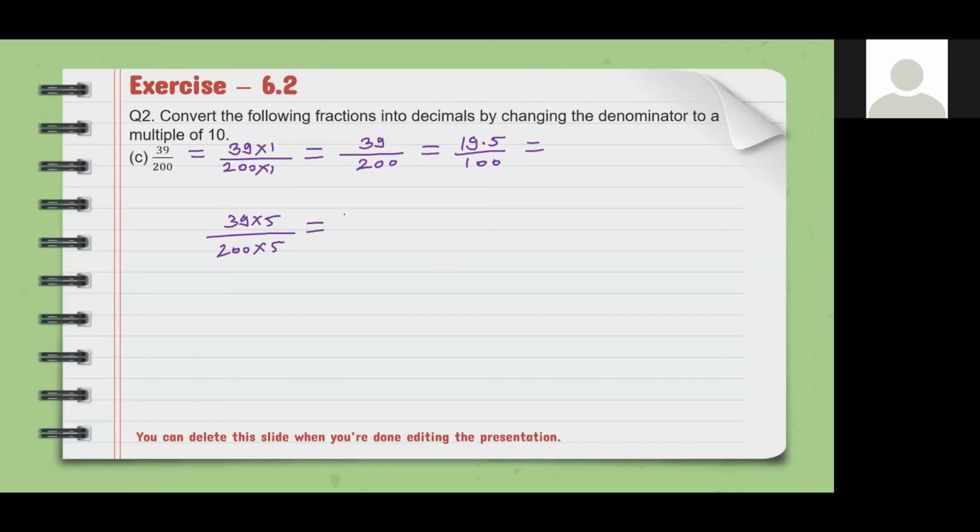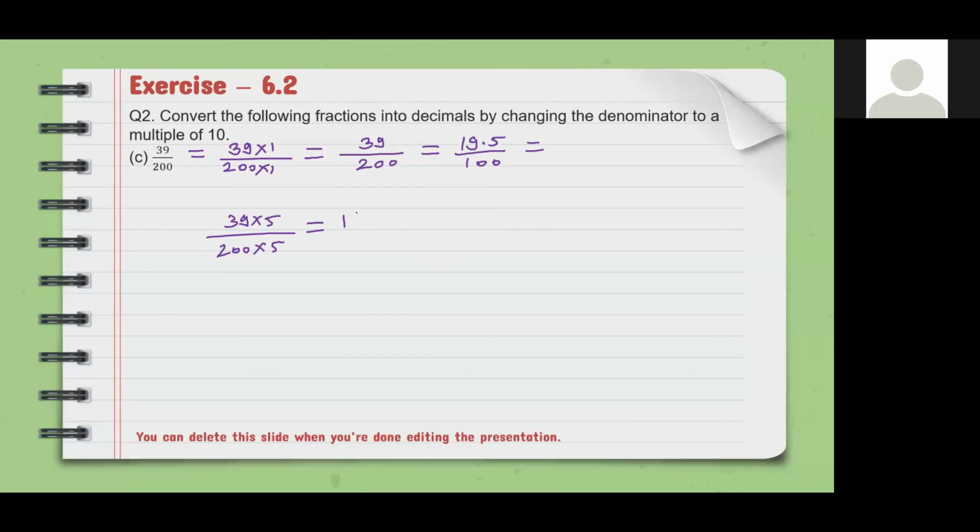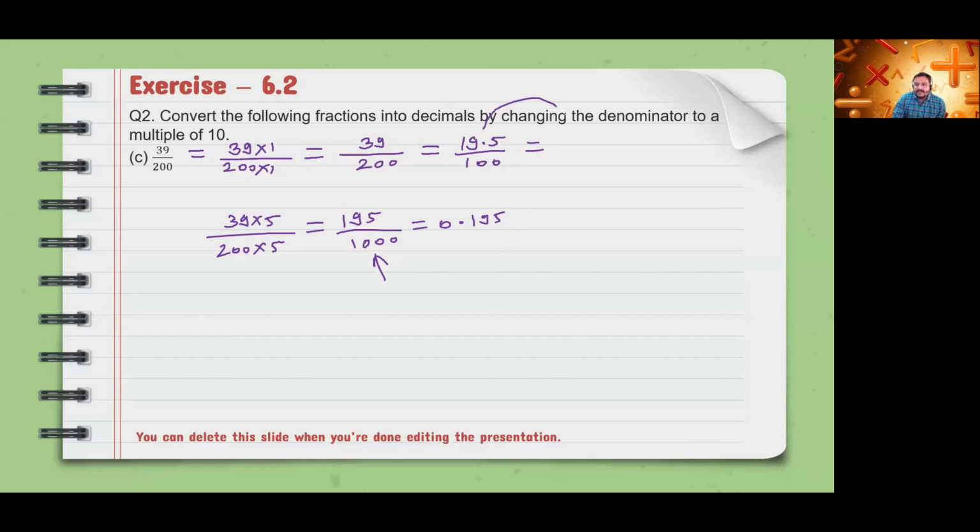39 into 5 is equal to 195. So 195 upon 1000, which is 0.195. This way is also correct. What Devesh has done is also correct. Now we came till this step. We have to write the final answer. Now here it is 19.5.